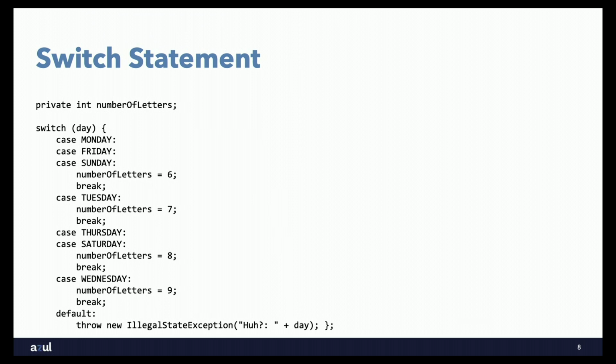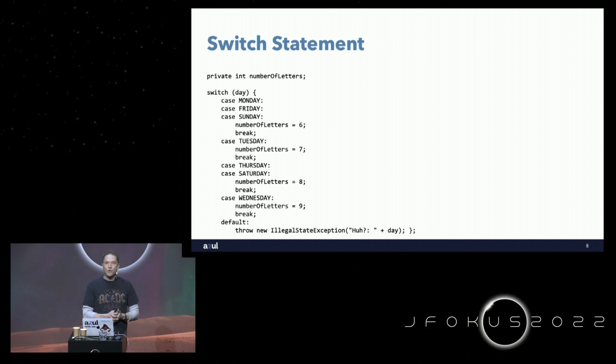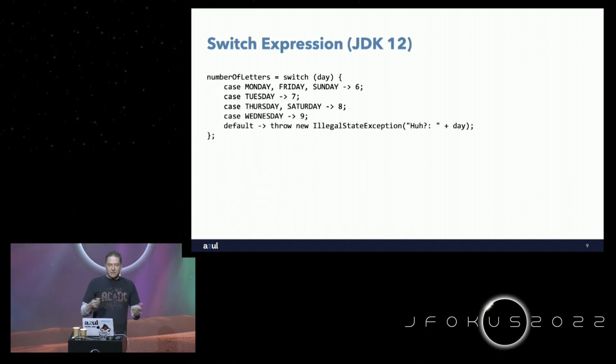But as I say, either we could forget to put the break statement in, or we could forget to assign a value to number of letters, and because it's an instance variable, it gets set to 0 by default, so the compiler won't find that, and we could end up with a bug that might be difficult to find. So in JDK 12, we got the idea of a switch expression.